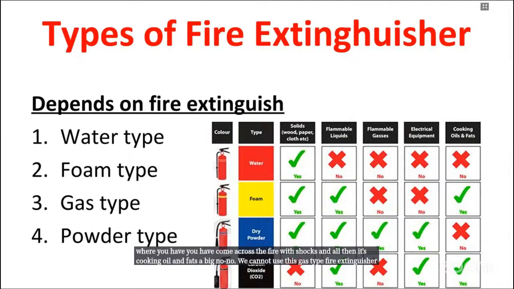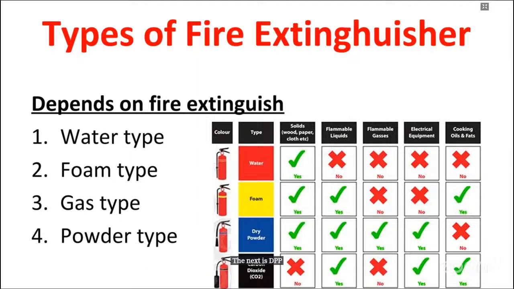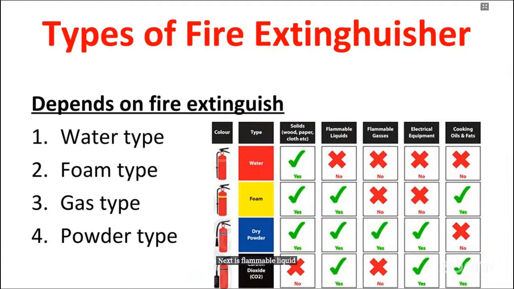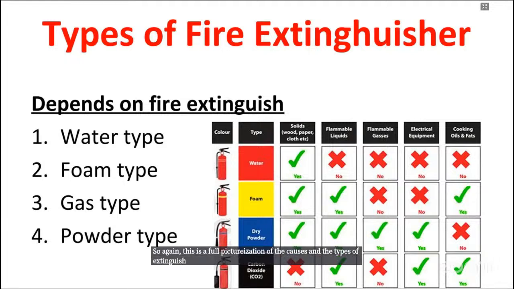The next is DPT, that is dry powder type, right? That cannot be used on solids. If fire is caused by paper, you cannot use this type. Next, flammable liquid, you may use it, then electrical equipment and cooking oil and fats. So again, this is a full picturization of the causes and the types of extinguishers used in the different categories we studied earlier. Right. Next, please.